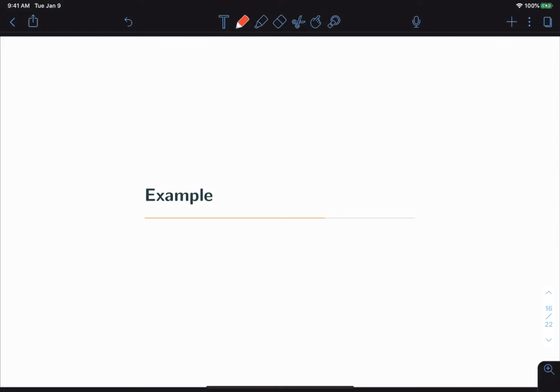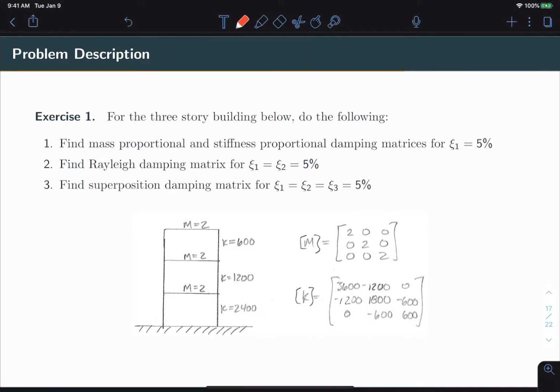Alright, so in this final video, let's apply the 4 methods we learned to a practical example. So in this exercise, we are going to consider a 3-story building where the mass and stiffness matrices have already been defined, as you see here. And for this building, we have 3 tasks.